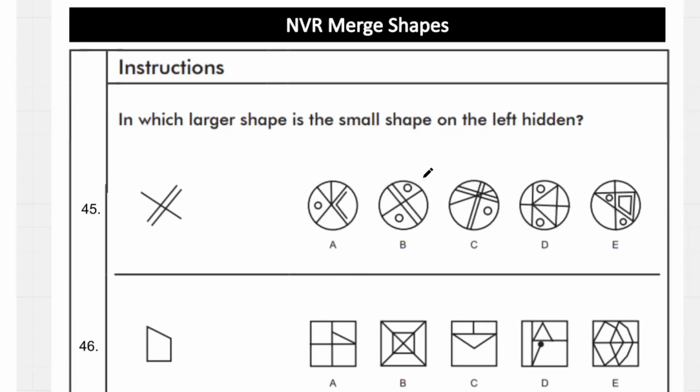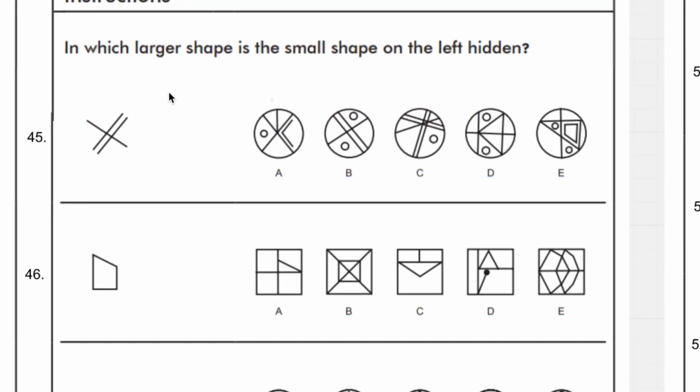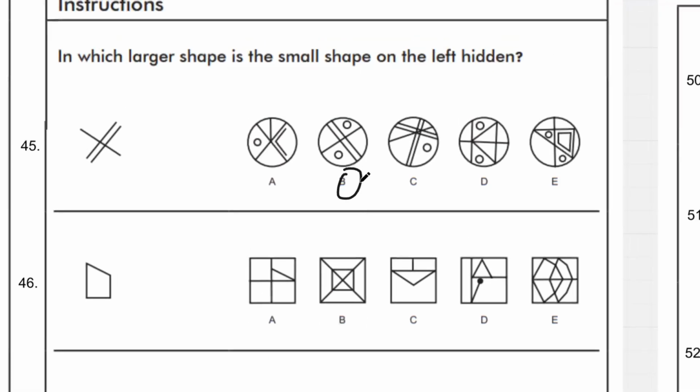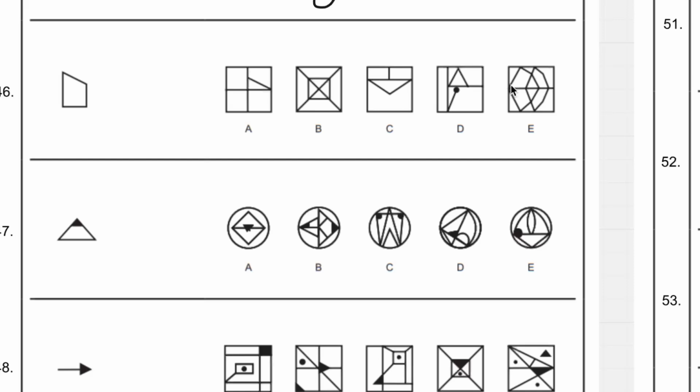In which shape is the left one hidden? I can see 2 lines and 1. In B, we have these 2 lines and then 1. Question 46, it doesn't say anything about being able to rotate it. So 46, I can see, let's do this in a different color.